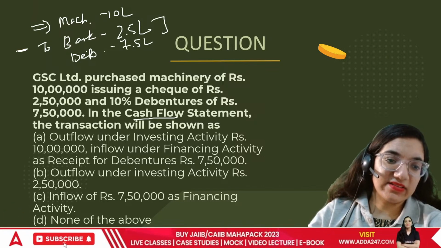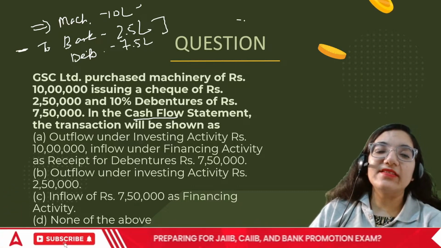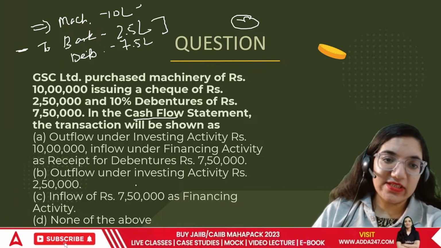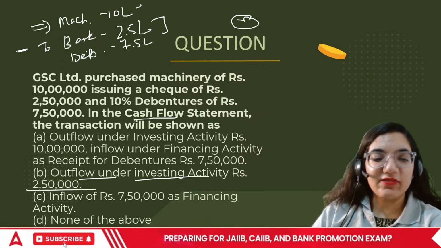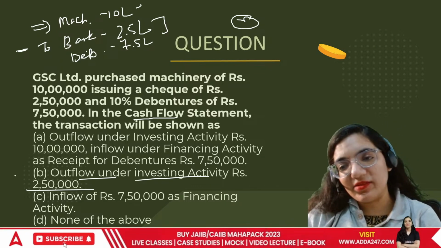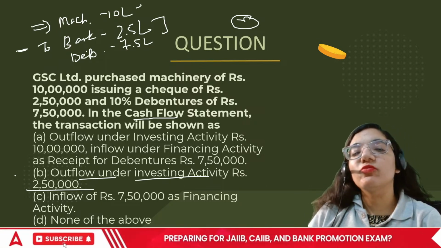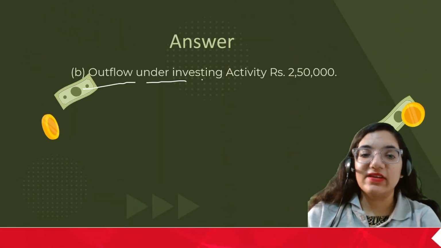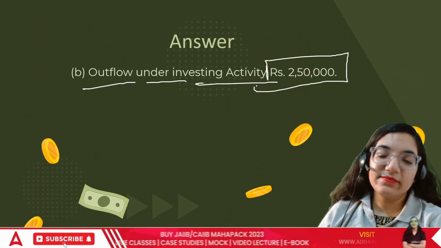In this case, the correct answer would be we are purchasing an asset indeed, and it would be considered as an outflow of cash. Okay? Outflow under investing activity. But we are not receiving any money. So I'll just consider it as outflow of investing activity, rupees 2 lakh 50. This 7 lakh 50, we are getting machinery and we are issuing debentures. In this case, there is no movement of cash at all. So in this case, outflow under investing activity will be 2,50,000 rupees. Done?